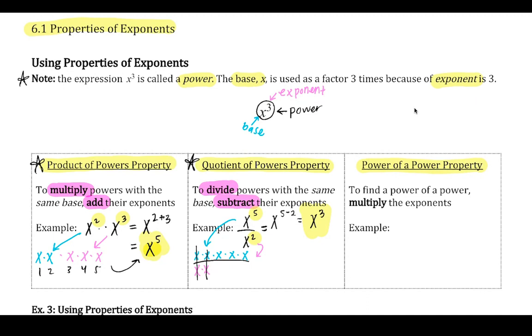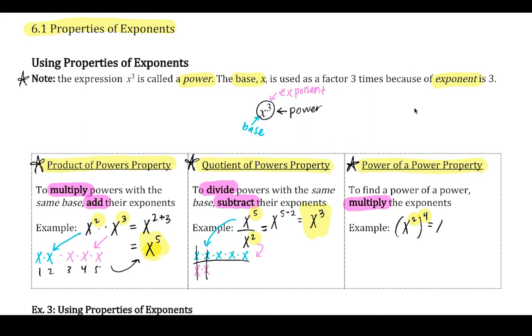And then for the last of these three properties, it's the power of a power property. So it says to find a power of a power, you multiply those exponents. So in this case, say I have x squared raised to the fourth power. So I have a power, the x squared, raised to another power, the fourth power. So I have to take those two exponents and multiply them, so 2 times 4.